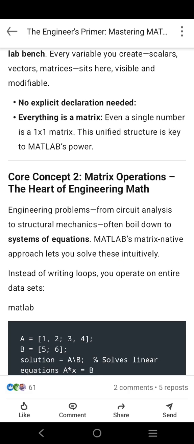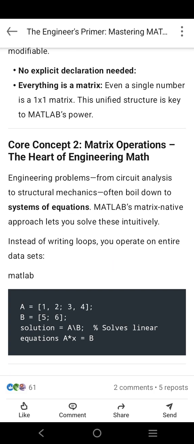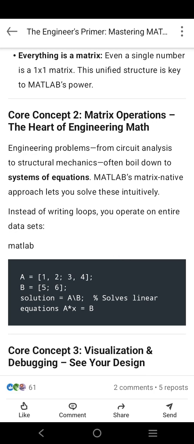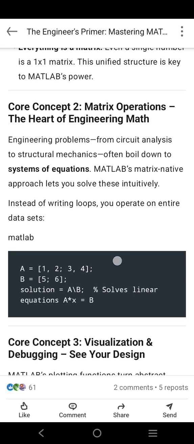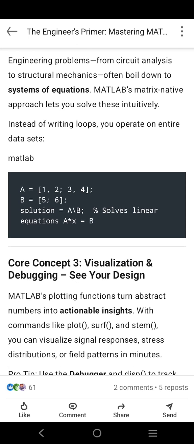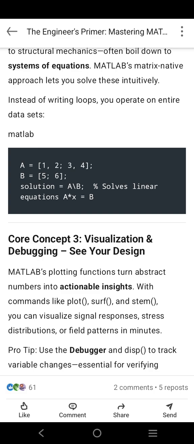Second core concept: matrix operations. Matrix operations are the heart of engineering mathematics. Engineering problems, from circuit analysis to structural mechanics, often boil down to systems of equations. MATLAB's matrix-native approach lets you solve these intuitively. Instead of writing loops, you operate on entire data sets. This example will be shown here.